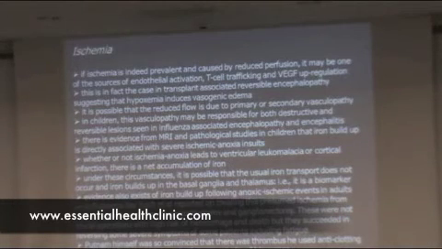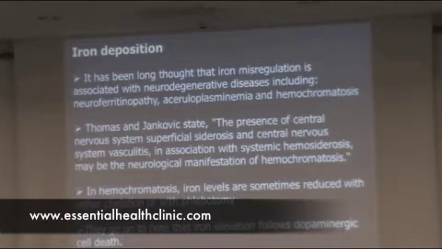Okay, another very busy slide, so I'm going to skip this one. You can read more about ischemia. Ischemia is related to low perfusion. It means the poor delivery of oxygen to the tissue.